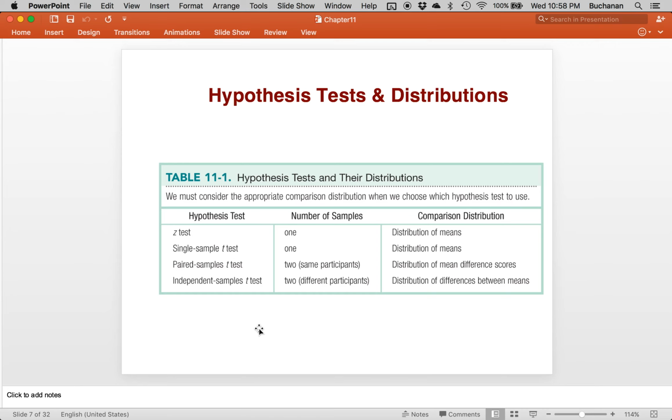So all that is here in a table format, just for when you're trying to study or trying to figure out for a multiple choice question which one they're talking about. So this distribution of mean difference scores is for dependent t. Distribution of differences between means is for independent t. Okay.